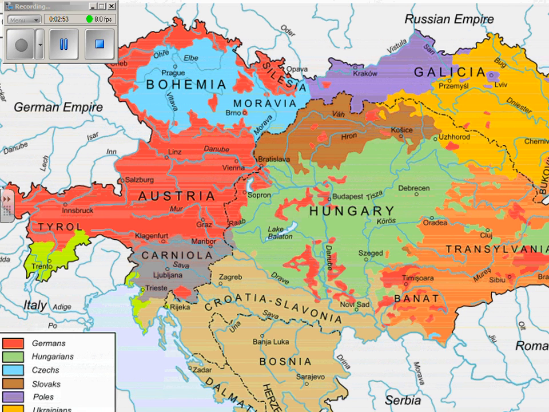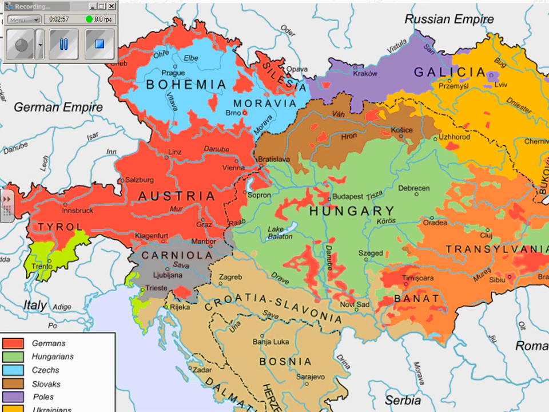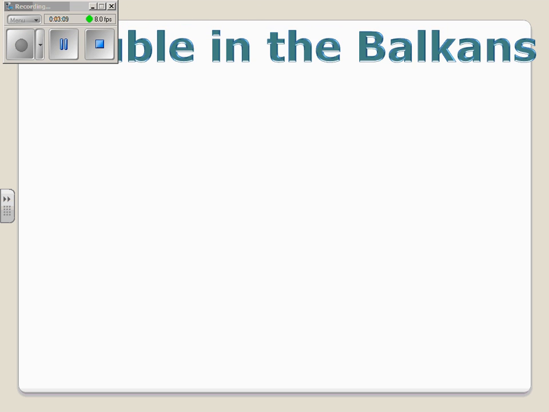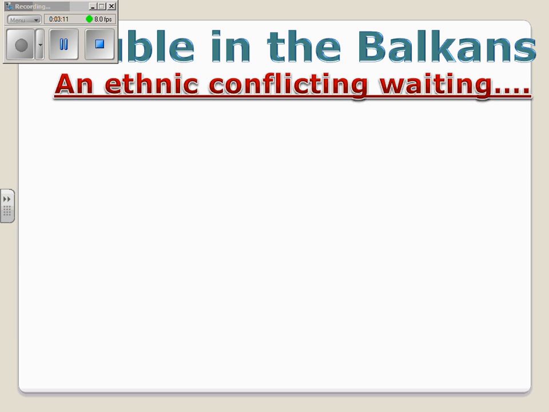Within these ethnic groups, there are Germans, Hungarians, Czechs, Slovaks, Poles, and Ukrainians. And because of nationalism, these ethnic groups all want their own country, their own land. So this is what happens. This is number 6.